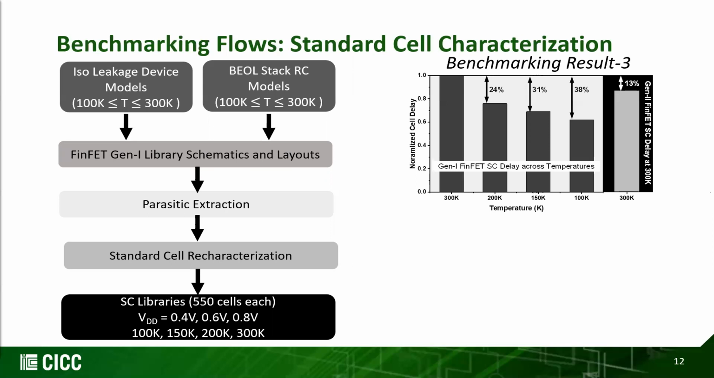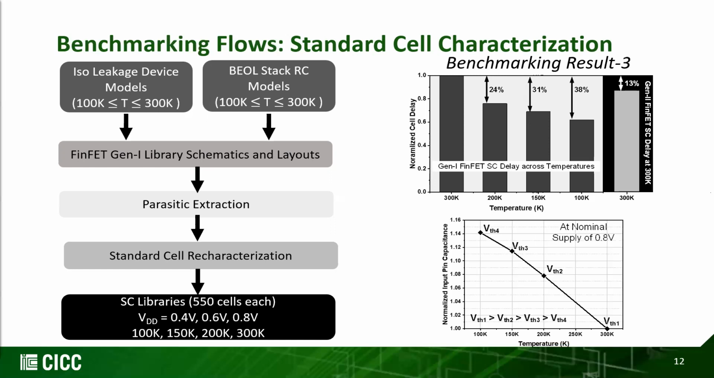We calculate the average rise and fall delays of all the cells in the standard cell library at a nominal supply voltage of 0.8 volts across all the temperature points. We see up to 38% improvement in the delay compared to room temperature. This is almost 3x better than what we obtain from technology scaling from Gen 1 FinFET to Gen 2 FinFET.